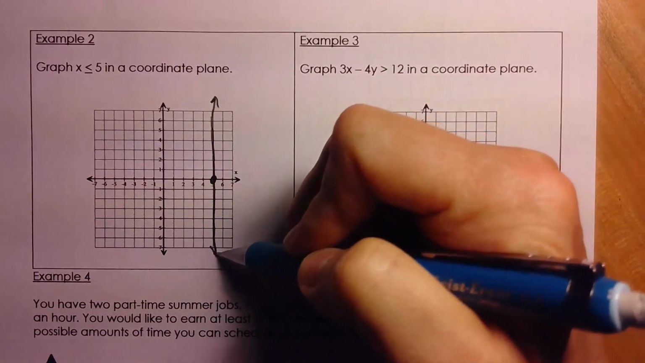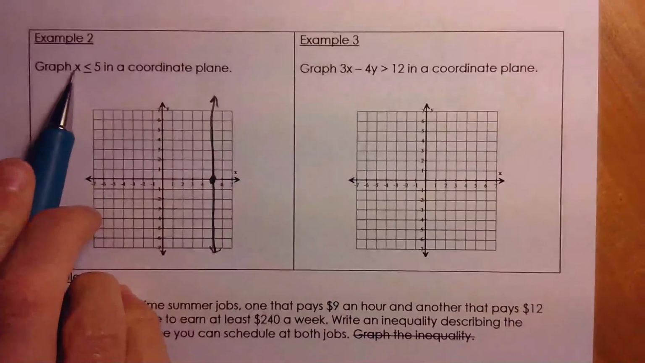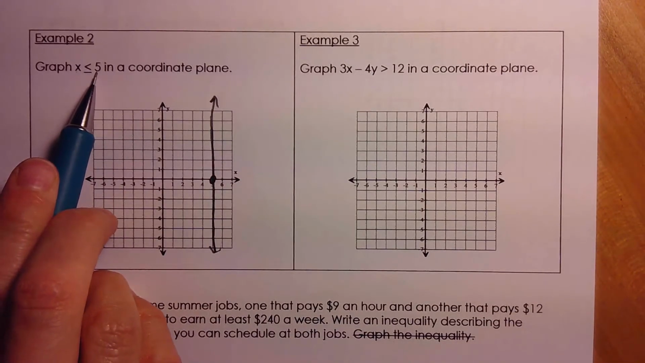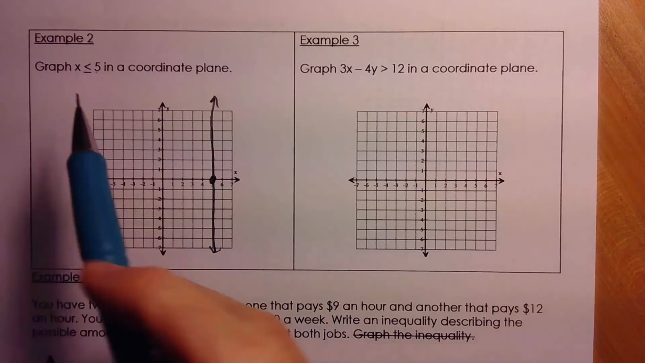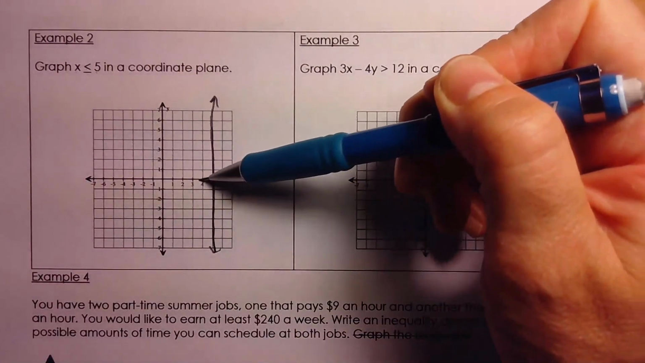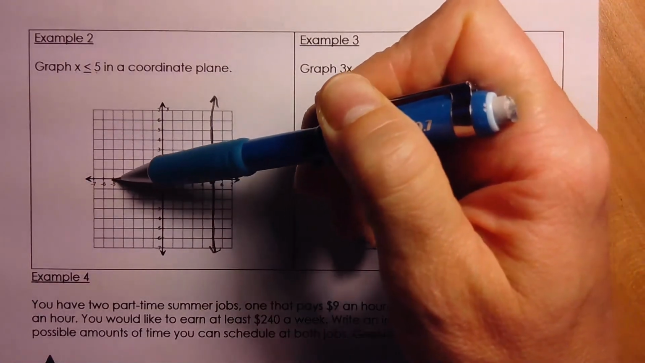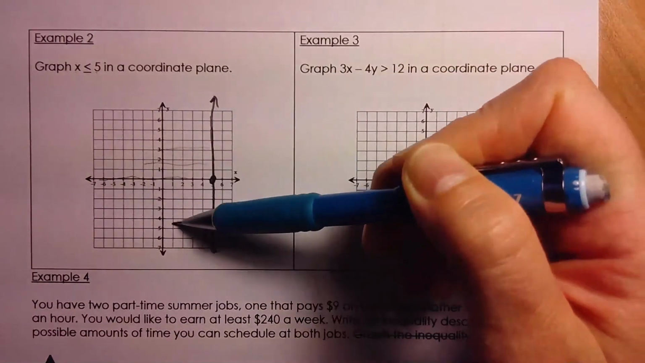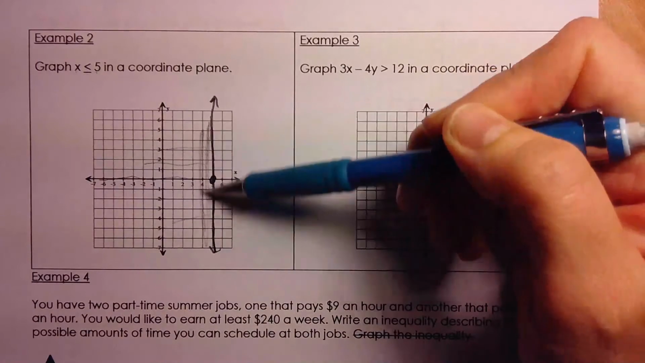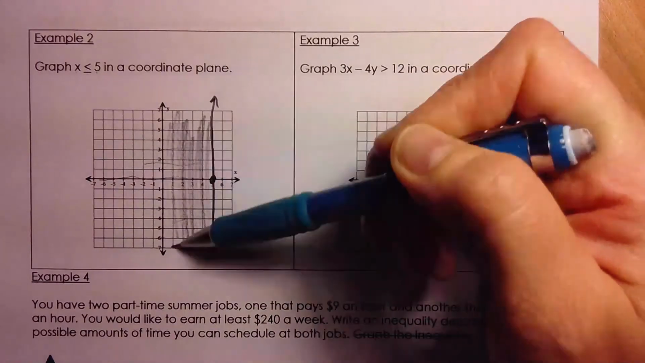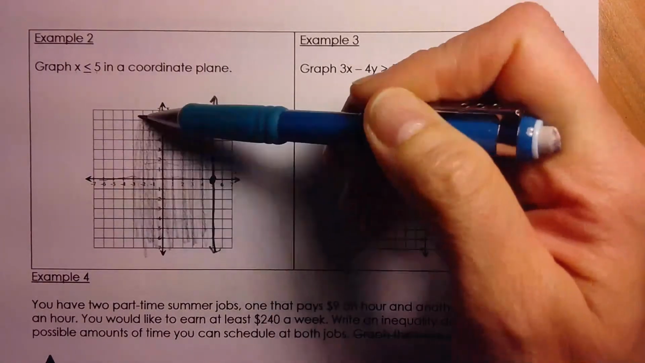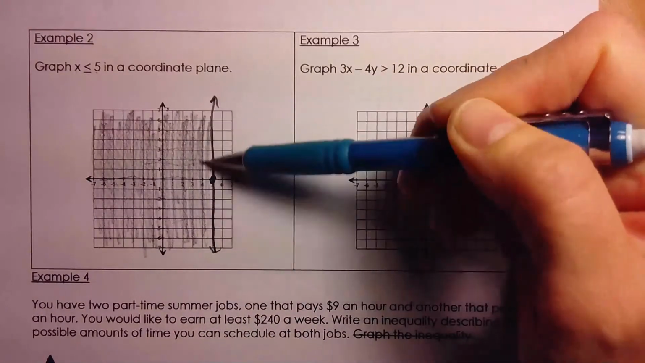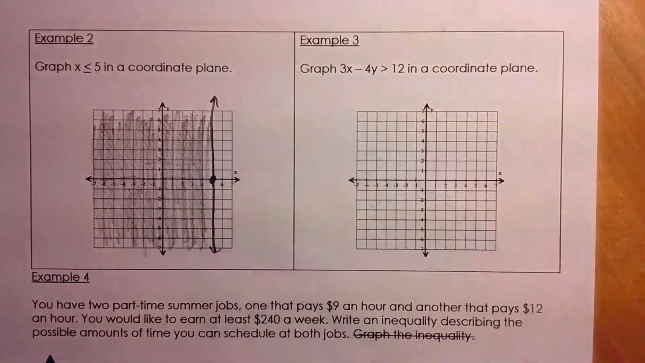Okay, this one's pretty simple to shade because we're going to shade any x value that's going to be less than or equal to 5. So I feel like we don't really need to pick a test point, because you can really easily see all the x values that are less than or equal to 5 are on this side of the line, right? To the left of the line. So we're going to shade the left. This is called a half plane. And all that means is that any coordinate you pick over here is going to satisfy the inequality.